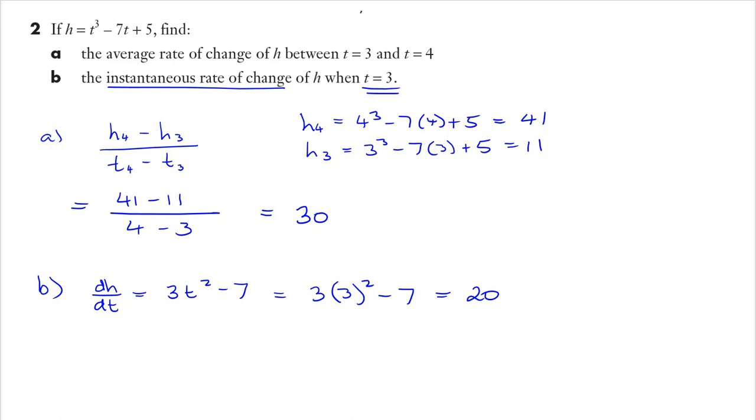Interestingly enough, we worked out the average rate of change between 3 and 4 and got a value of 30. We worked out the exact rate of change at 3, and it was 20. If we substitute 4 into this equation, we come up with an answer of 41. And if you have a look at those, the average of those two quantities is very close to 30.